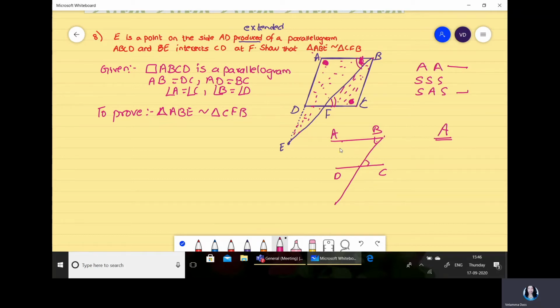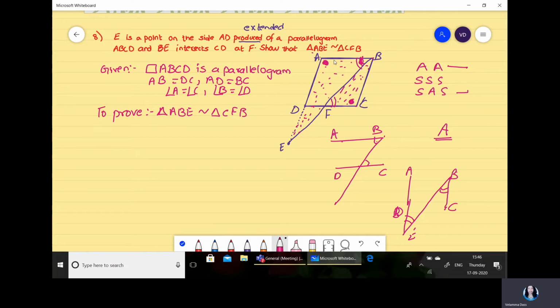Vice versa, if I take AD parallel to BC and BE as a transversal, do I get it again? Just see, if I join here, again we can get alternate angles, that is angle AEB and angle CBF. So any one property we can use and take one more angle.